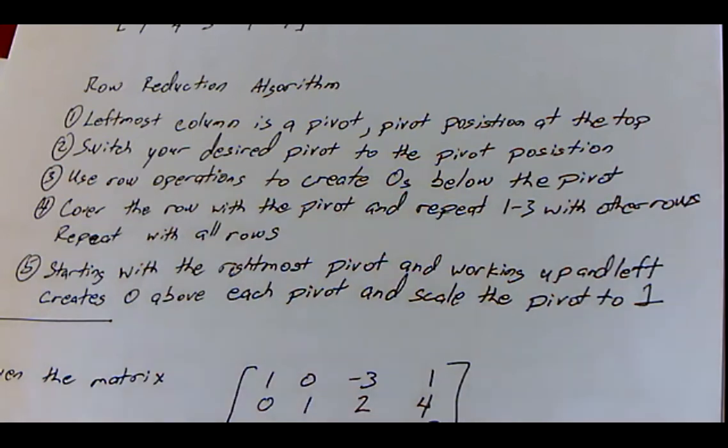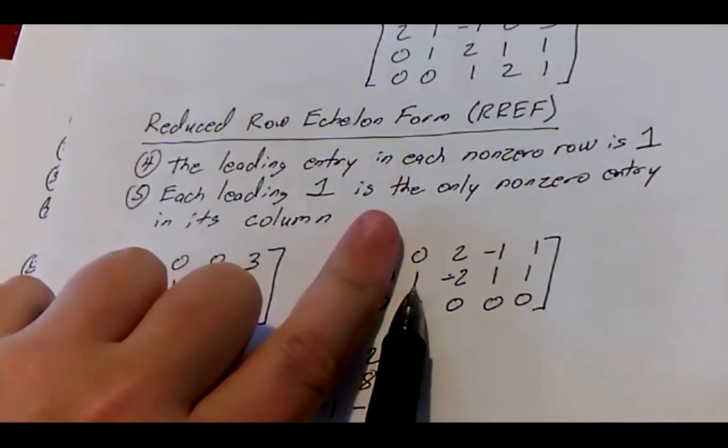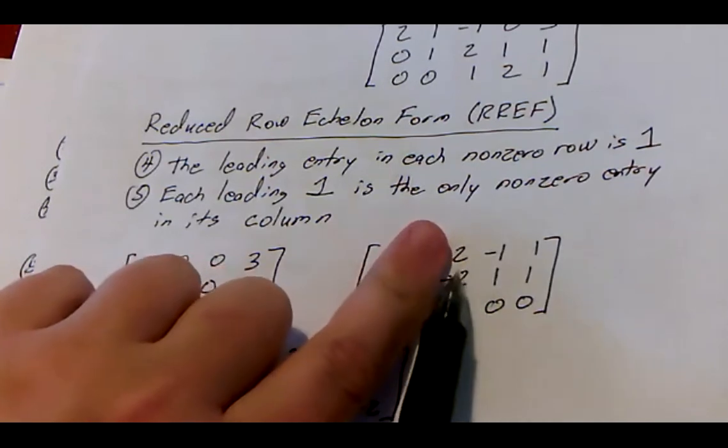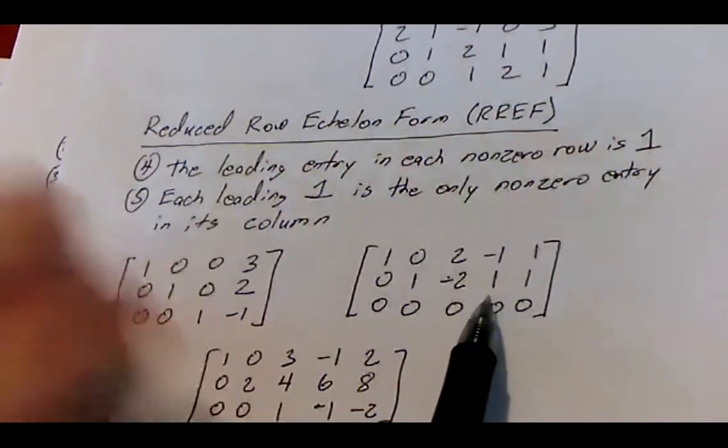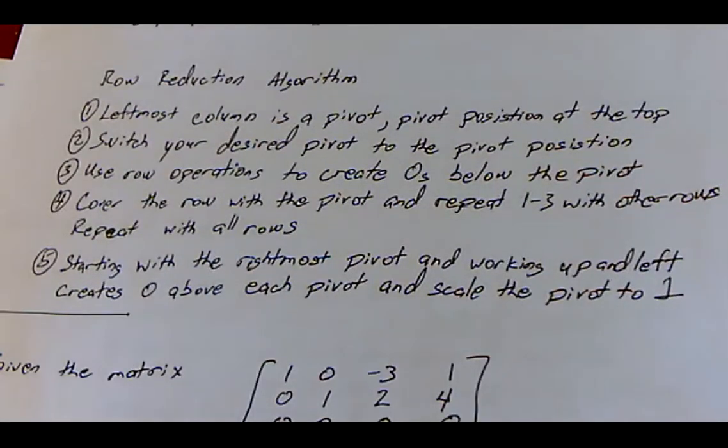Once you have all zeros below, think about it in terms of the matrices we looked at. I've got a pivot here in the upper left, and I get zeros below. Then I make another pivot and get zeros below that, and then I'll make another pivot. Then step 4, cover the row with the pivots and repeat 1 through 3 for the rest of them. So you make your pivots across, going left and down, all the way across. Then you start from the right-hand side and work your way up.